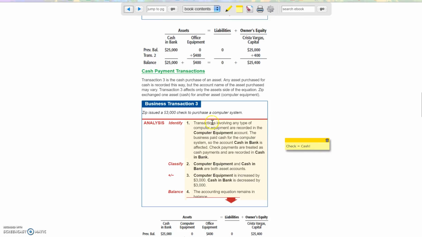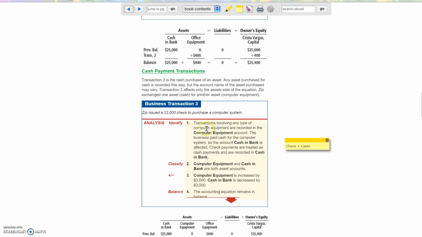Okay, so transaction 3 is the purchase of an asset with cash. Zip Delivery issued a check for $3,000 to purchase a computer system. My little note over here is anytime you hear the word check, it's equal to cash. If I write a check, it's cash. That's the account that's affected.